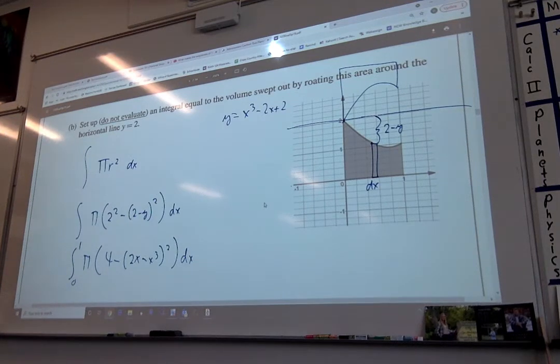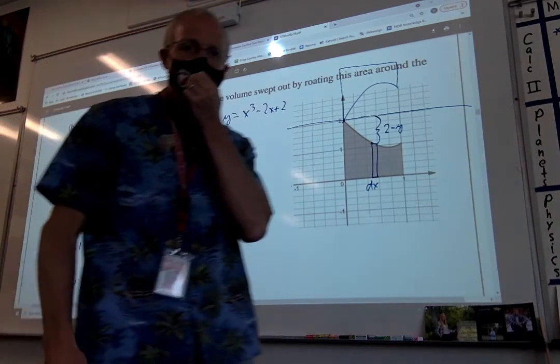All right, so that is not cylindrical shells, but the washers. Washer. Right, hole in the middle. The whole thing minus the hole in the middle. All right, that's a good review. For me too.